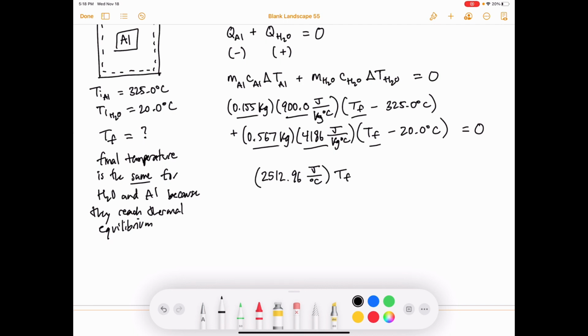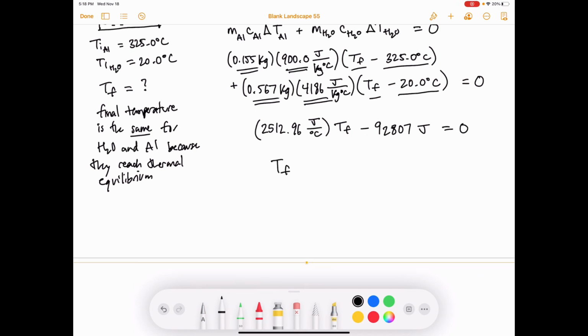Okay, in addition to that, I'm going to have 0.155 kilograms times 900 times negative 325 degrees. And then I'm going to have 0.567 times 4,186 times negative 20 degrees. You combine those terms together, you get something negative, which is 92,807. If you think about the way the units work out here, kilograms cancel and degrees Celsius cancel, so we just get joules, and that equals 0.